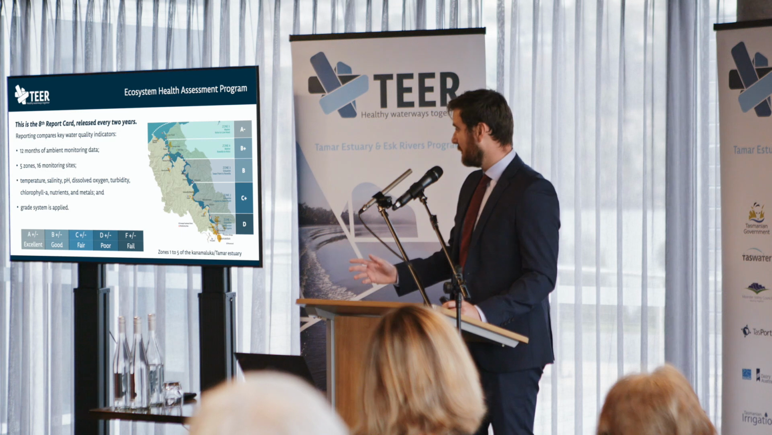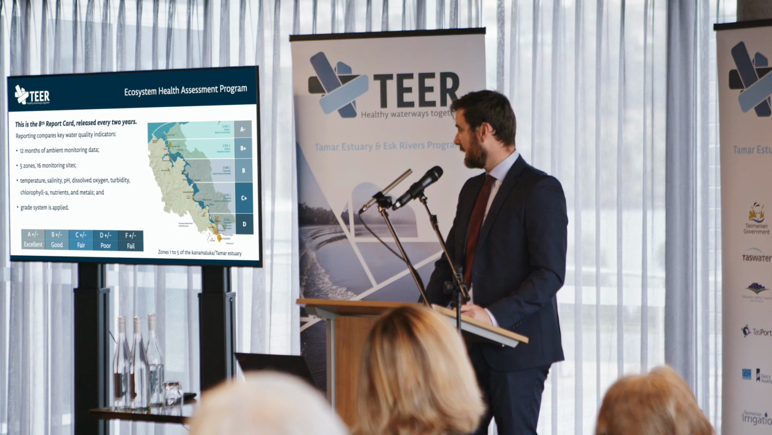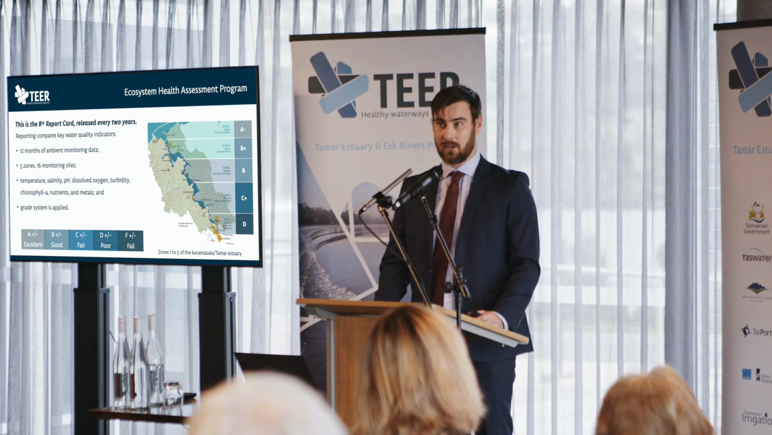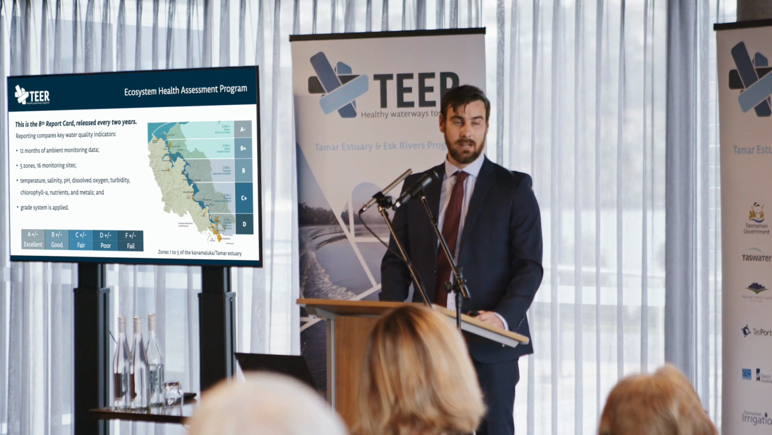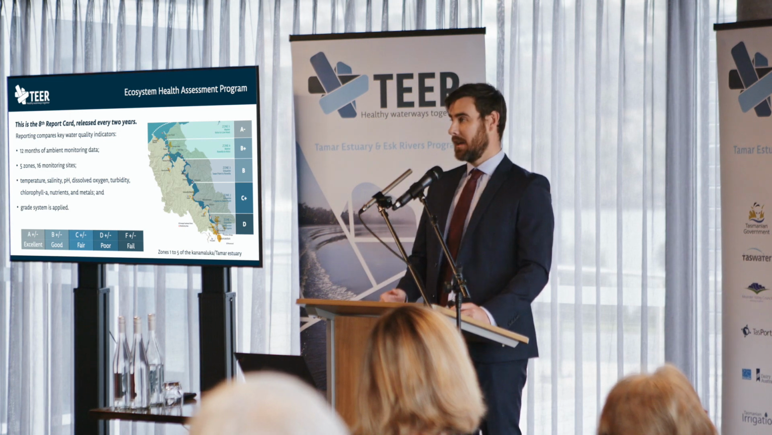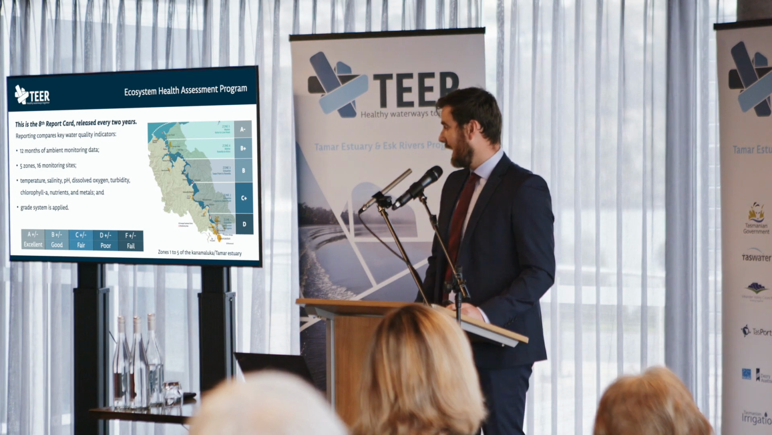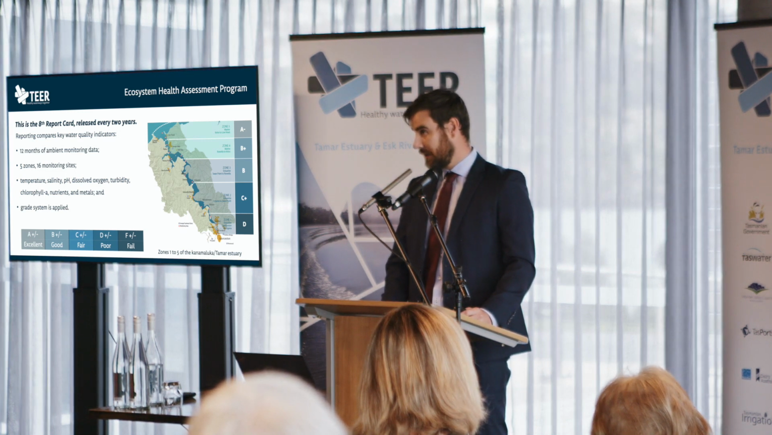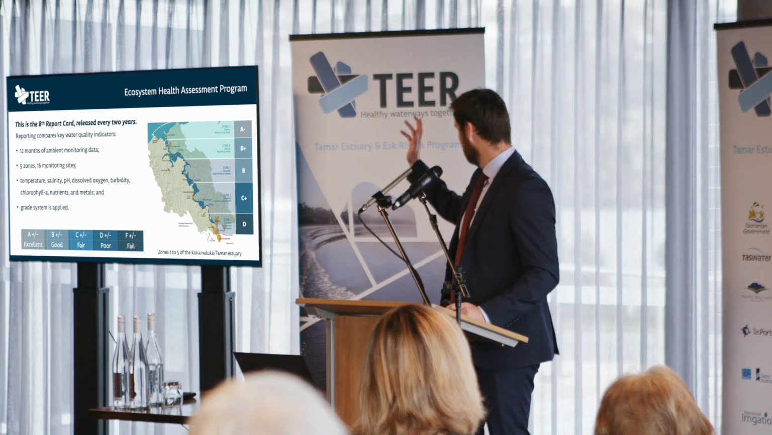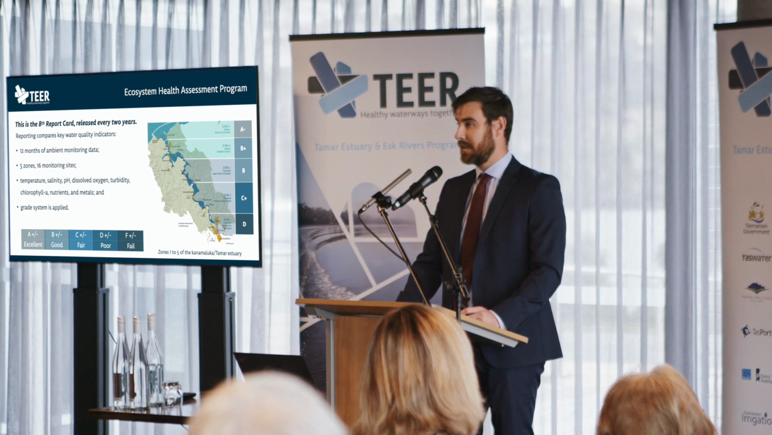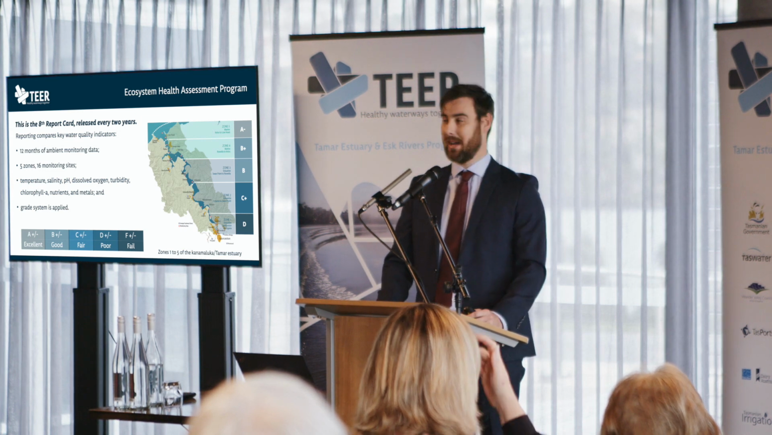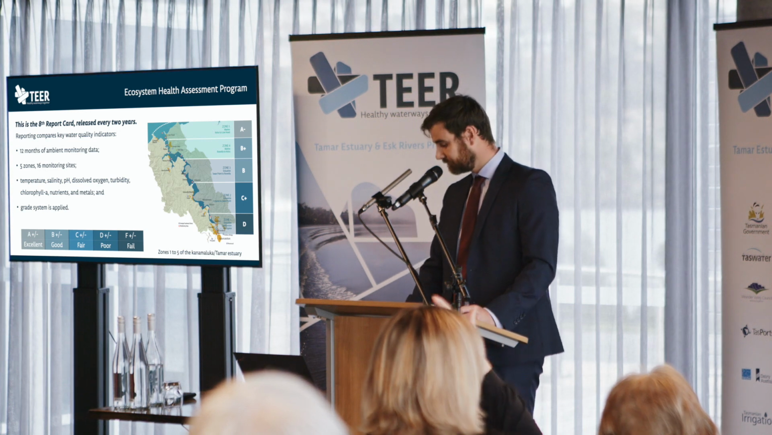So for the purpose of the report card, we break the estuary up into 5 functional zones, with zones 1 to 3 representing estuarine zones and zones 4 and 5 representing marine zones. We have 16 different monitoring sites along the estuary, starting down just at Kingsbridge outside here, and then we obviously head all the way out to the mouth of the estuary up at Low Head.